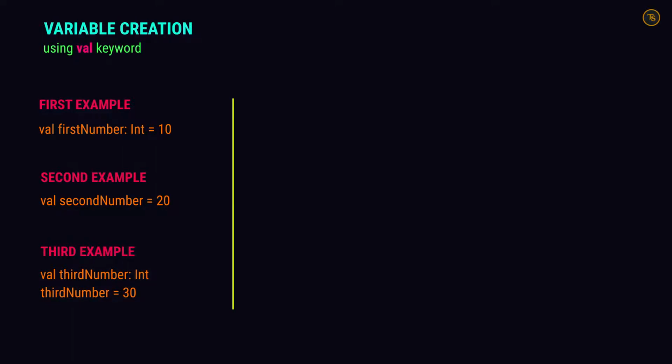Let's see another example. Here also we have defined a variable using val keyword. Variable name is thirdNumber and we have defined its data type Int. But if you notice, we didn't assign any value to this variable. In the next line, we have assigned 30 to this variable. This is also valid in Kotlin. That means you can declare the variable and assign the values later. But if you are not giving the value to the variable at the time of declaration, then it's mandatory to provide data type. Otherwise, Kotlin will throw a compilation error. At the time of declaration, either you can provide a data type to the variable or you must initialize it.